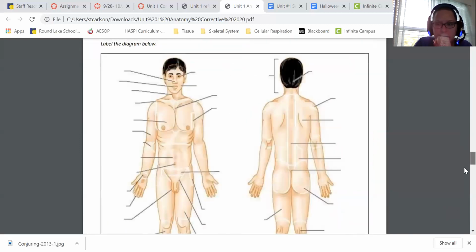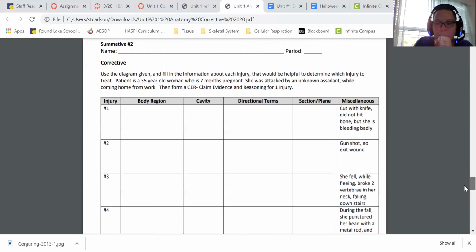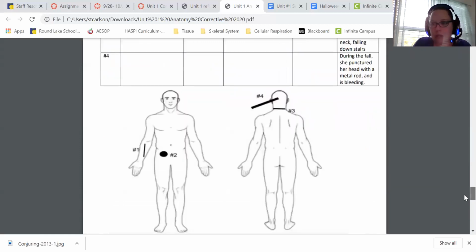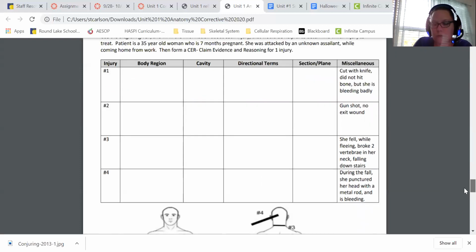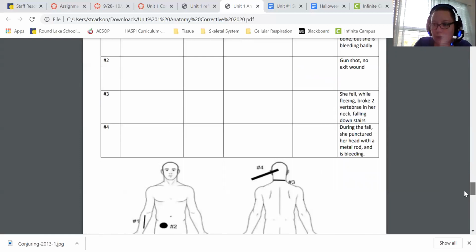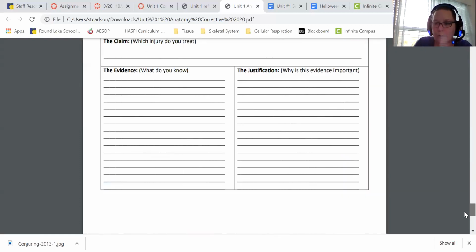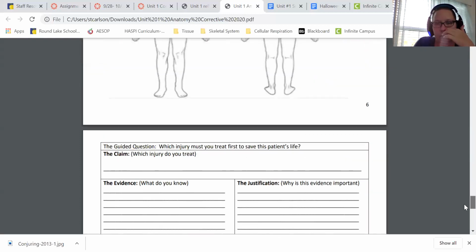And then lastly, if you needed to redo summative 2, which was looking at that patient again in anatomical position and choosing which injury to treat, you need to do this, which would be fill out this data table, choose the injury that you are going to treat, and then write about it here on this page. Okay.